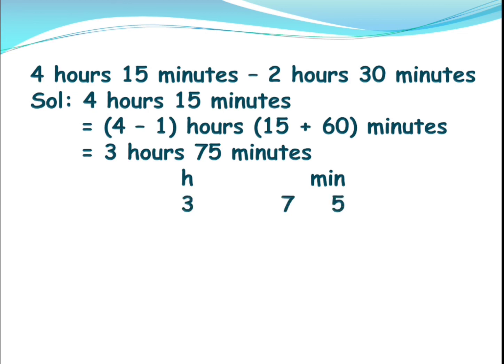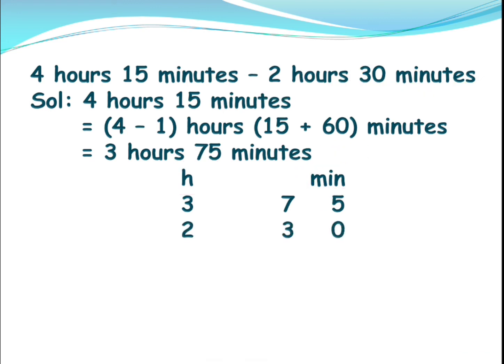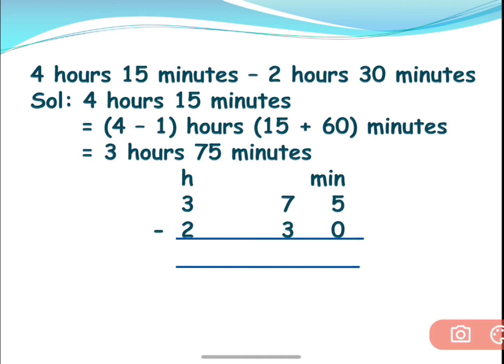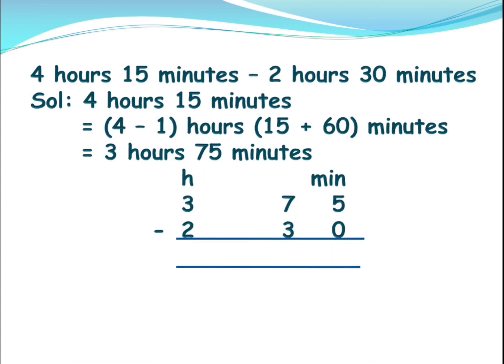Okay, now what is the second number? What is the second time they have given? 2 hours 30 minutes. Okay, so 2 will be under H, 30 minutes will be under minutes. Okay, now let's do the subtraction. So 5 minus 0 becomes 5. 7 minus 3 becomes 4. Now 3 minus 2 becomes 1. That is 1 hour 45 minutes. So that's what you will write, 1 hour 45 minutes. That means 4 hours 15 minutes minus 2 hours 30 minutes is equal to 1 hour 45 minutes.